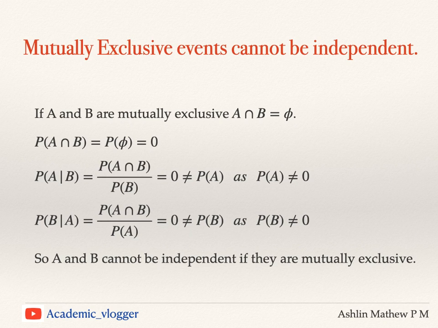But that is not equal to probability of A or probability of B. Why? Because A and B are two events and they have some probabilities. They are non-zero events, not empty events. A and B have probability greater than 0. So A and B cannot be independent if they are mutually exclusive.